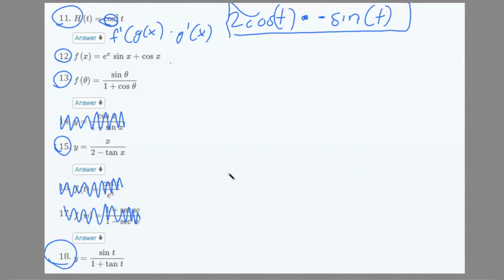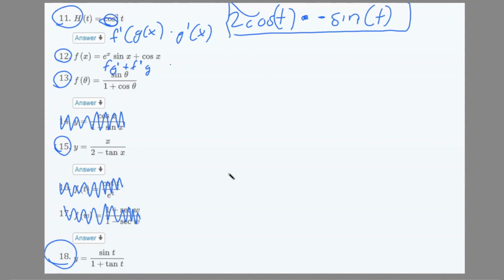Number 12 is e to the power of x times sine x plus cosine x. So for e to the power of x times sine x, we're going to have to use the product rule, which is f g prime plus f prime g. A good way to remember these rules is just write it out as soon as you read the question so you don't make a mistake.